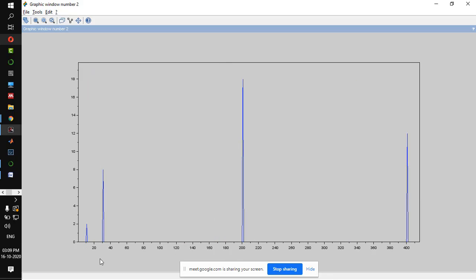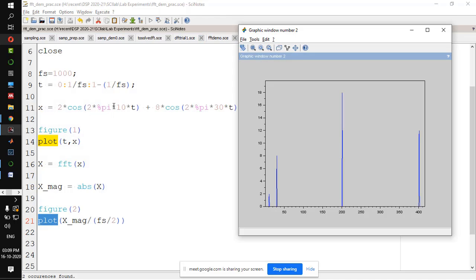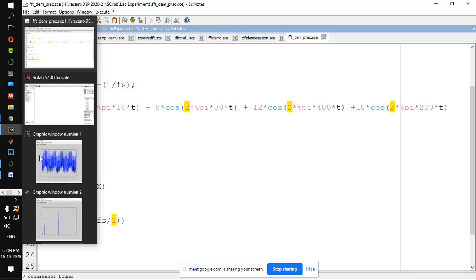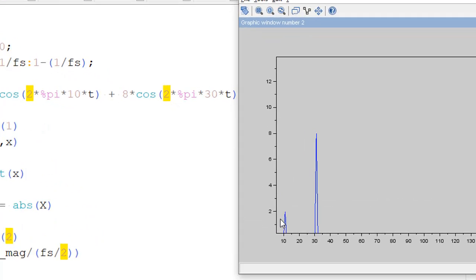Okay, so do I have 200 frequency component in my signal? How many frequency components did we have? Let me just open the code. I have 10 Hertz, right? I have 10 Hertz frequency component. What is its amplitude? It is 2. So if I go back to the frequency domain, I will be having an impulse at 10. Just try to zoom it further. Do you see an impulse at 10?